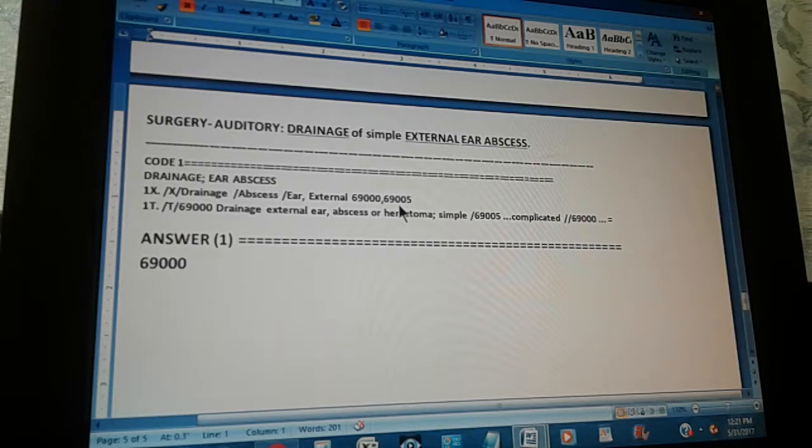Now we're going to go to the tabular to see which one of these two codes is the one that we need. First you go to the tabular section. You start with the first code, 69000, and see what that is. It is drainage of external ear, abscess or hematoma, simple. It looks like this is the answer, but by curiosity, let's see what the next one is.